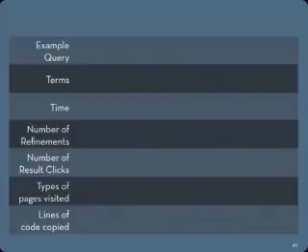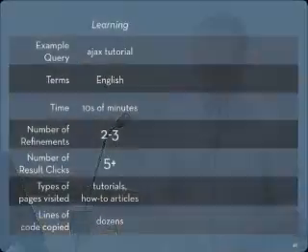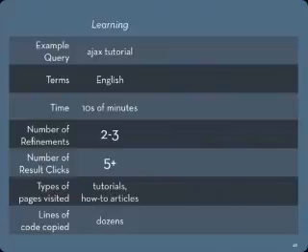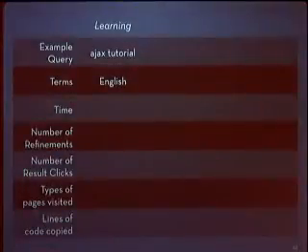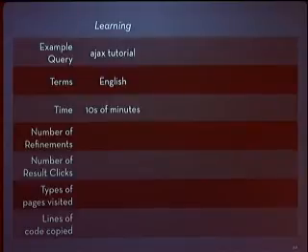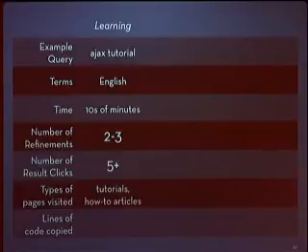So anyway, returning to these just-in-time queries, I'll summarize the characteristics we saw in each of these. And we'll build this table up for all three of the intentions as we go. So first, for learning queries, a good example query is something like Ajax tutorial. The terms in the query would almost always be English. They would spend tens of minutes on the web and do 2 to 3 refinements and click on lots and lots of results, 5 or more. They would typically visit tutorials or how-to articles, and they would copy dozens of lines of code. We'll return to this table for each of the rest of the intentions.